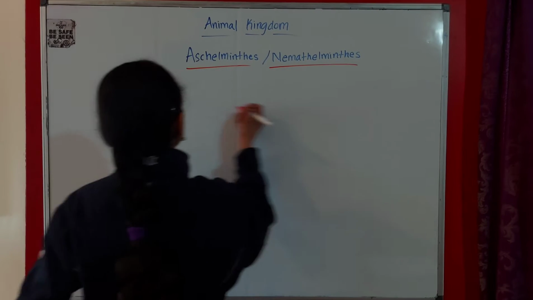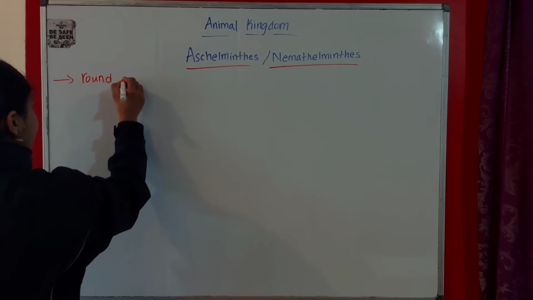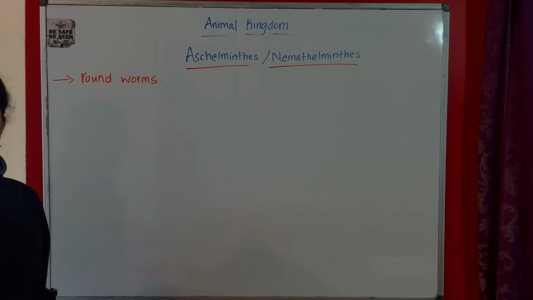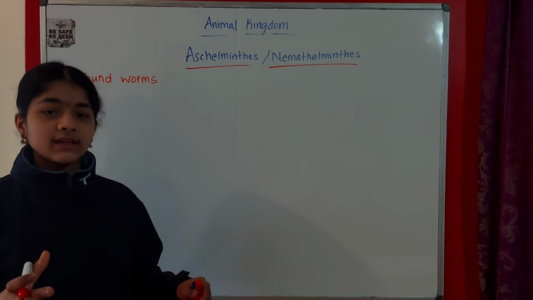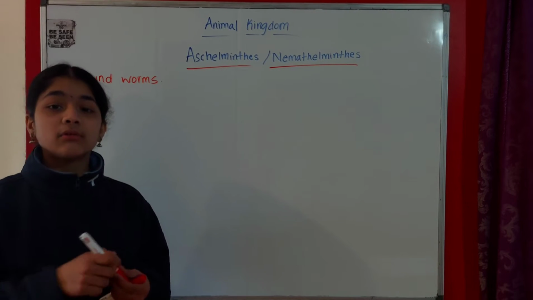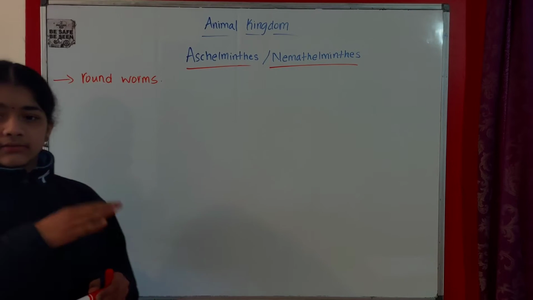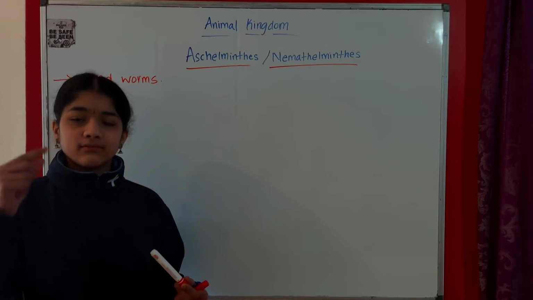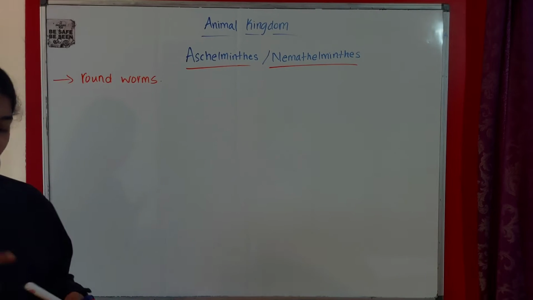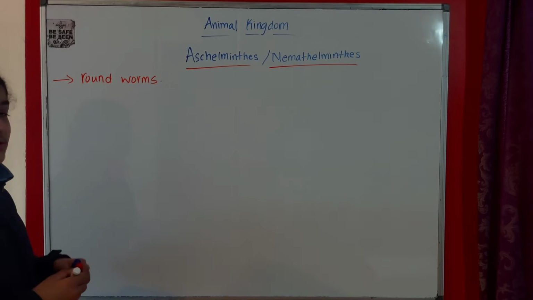It consists of roundworms. Why are they called roundworms? Because their body is round in circular cross section. So it is round when we cut an Aschelminth. If we cut one of them and observe the cross section carefully, we see a circular shape or a round shape. That's why they are called roundworms.